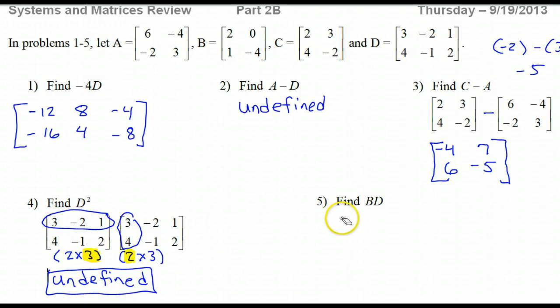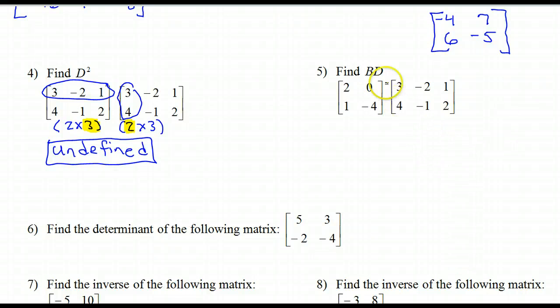Okay, what about BD? Is that undefined as well? Well, let's see. So this is BD. Let's do our analysis of the dimensions. This is a 2 by 2 matrix, and this is a 2 by 3 matrix. So first of all, it's possible because the inner dimensions are the same. But second of all, the shape of our answer will be a 2 by 3 matrix, the outer dimensions.